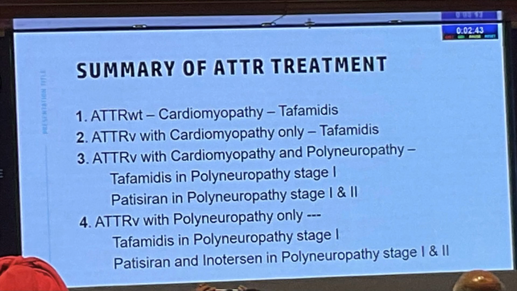ATTR-V with cardiomyopathy only, tafamidis. ATTR-V with cardiomyopathy and polyneuropathy, tafamidis in polyneuropathy stage 1, patisiran in polyneuropathy stage 1 and 2. ATTR-V with polyneuropathy only, tafamidis in polyneuropathy stage 1, patisiran and inotersen in polyneuropathy stage 1 and 2.